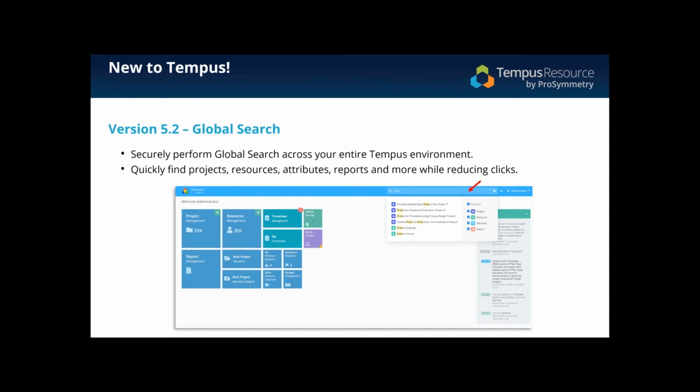So with 5.2 at the very top of the screen, we've introduced this global search function where you can now look across your entire environment. You could add additional filtering. So if you wanted to look for just projects, just resources, just attributes, just reports, you can do that, but this would be a secure global search mechanism.